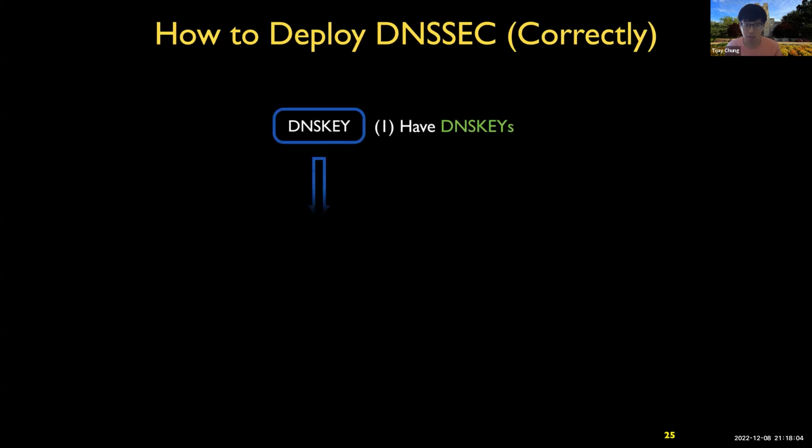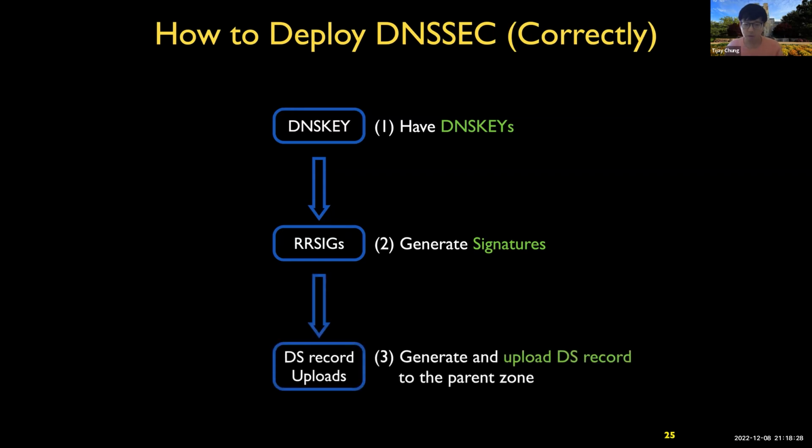So first, you have to generate a DNS key. You can use a command such as OpenSSL or ssh-keygen to generate a key pair, and after that, you can use the key pair to generate signatures, and after that, you have to generate a DS record again.